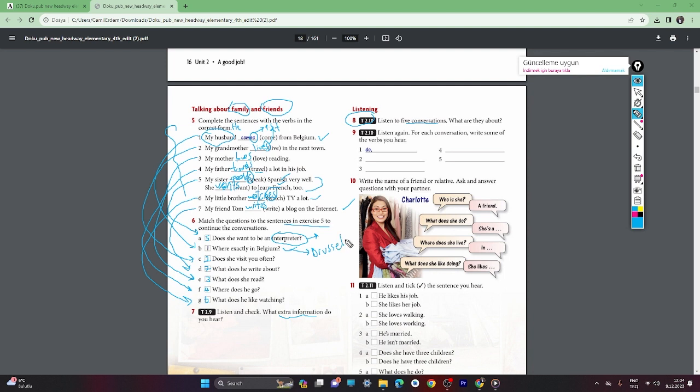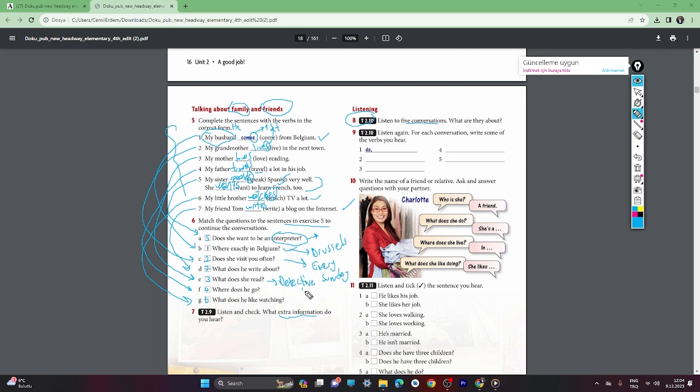3. My mother loves reading. What does she read? Detective stories. 4. My father travels a lot in his job. Where does he go? He's in Berlin this week.